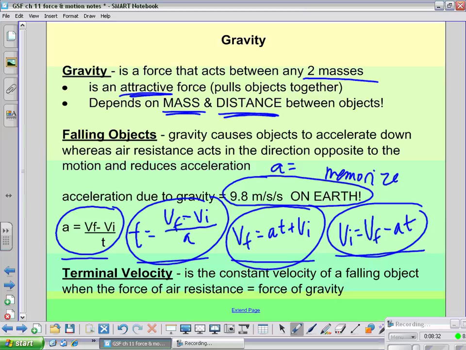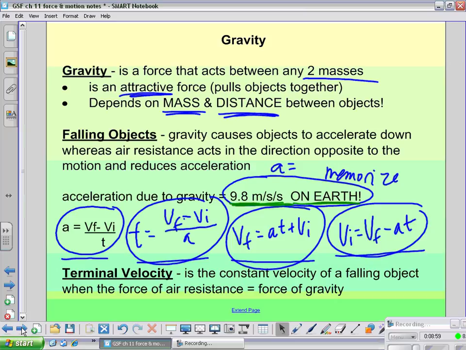But now we're going to talk about dealing with falling objects. So if I ever say we drop something, or something is falling or free falling, I want you to memorize this number, 9.8 meters per second per second. That's the acceleration due to gravity on Earth, okay? And we'll assume, if I don't tell you otherwise, that we are on Earth. So you can assume we're on Earth, and so the acceleration due to gravity is 9.8 meters per second per second.